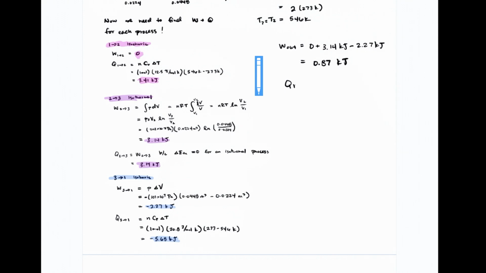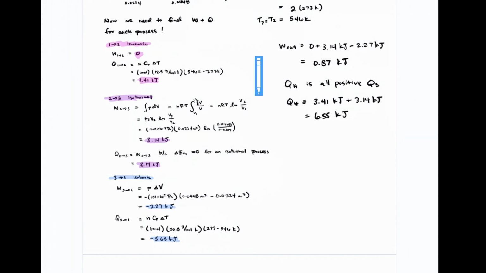For our heats, there's heat going in and heat coming out. So all of the negative signs indicate heat leaving the system, and all of the positive signs indicate heat entering the system. So we'll add up all our positives. That's 3.41 kilojoules plus 3.14 kilojoules, which should give us 6.55 kilojoules.